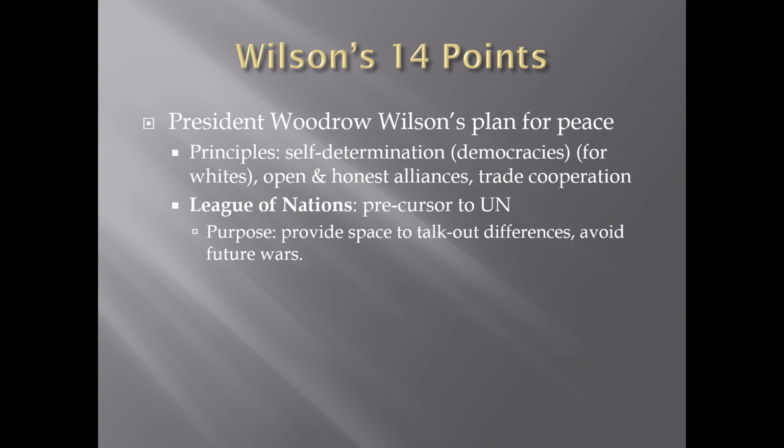So with these 14 points, this is why Wilson got the United States involved in World War I. He ran for office saying he would keep us out of the war. He kept us out of the war for the first term. He ran for re-election saying, hey, I'm going to keep you out of the war again. He got re-elected on that platform and then broke his promise and got us involved.